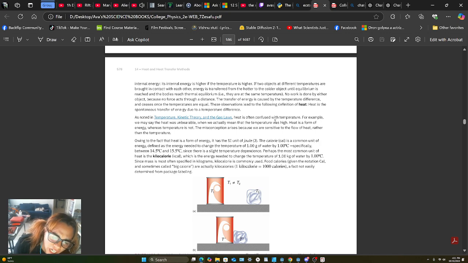It's a common unit of energy defined as the energy needed to change the temperature of 1 gram of water by 1 degree. Okay, so calorie is a common unit of energy defined as the energy needed to change the temperature of 1 gram of water.